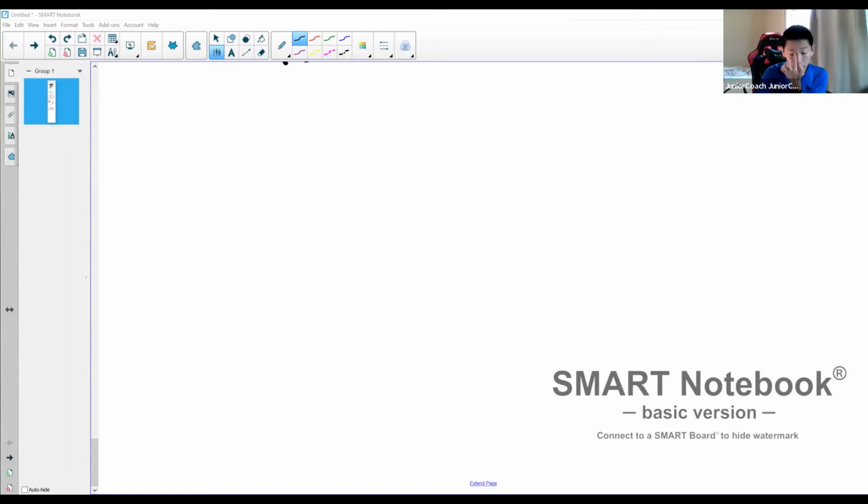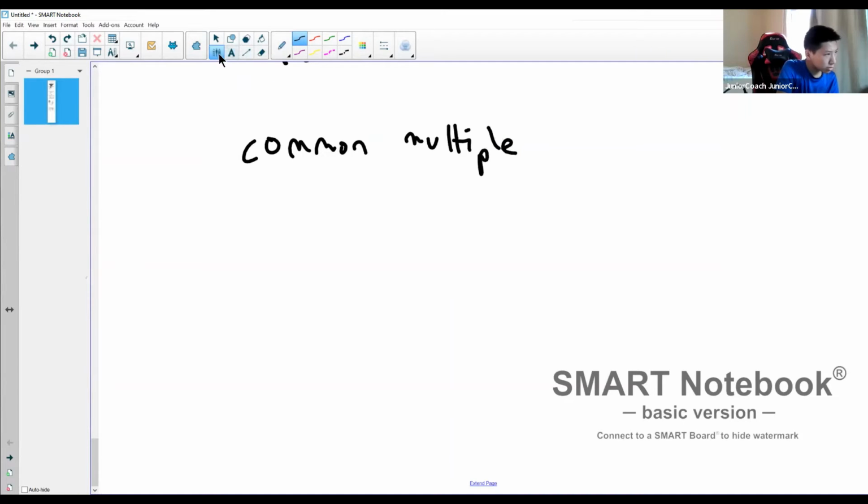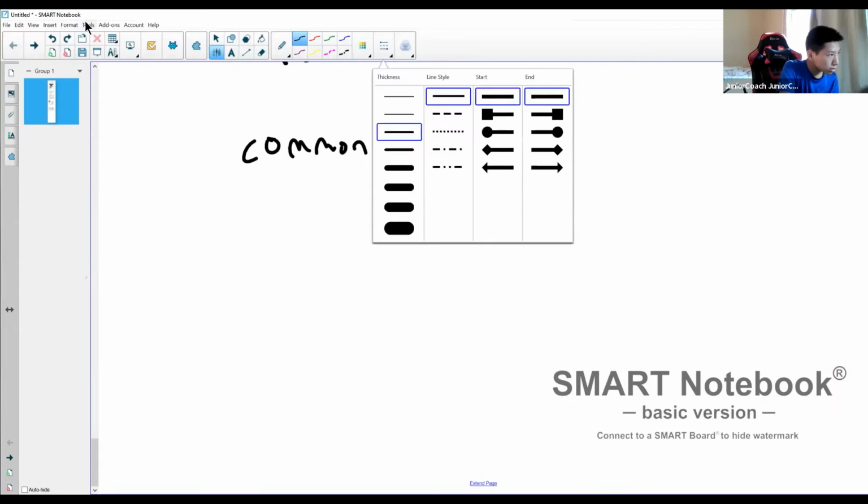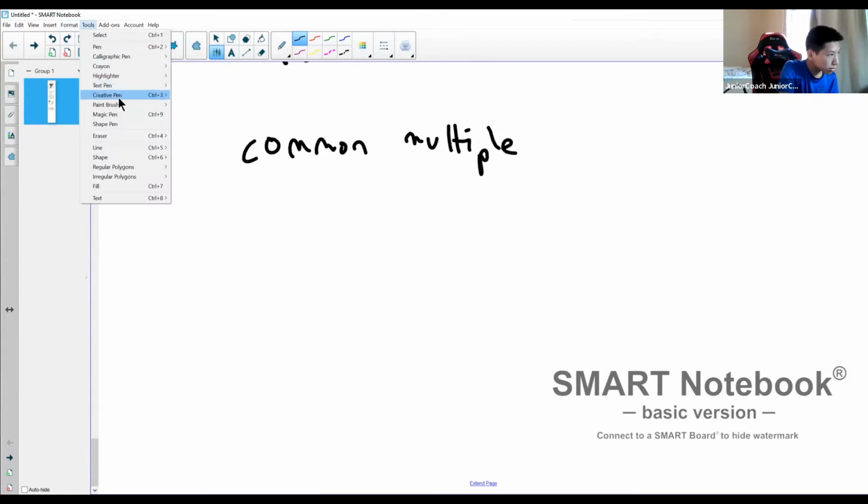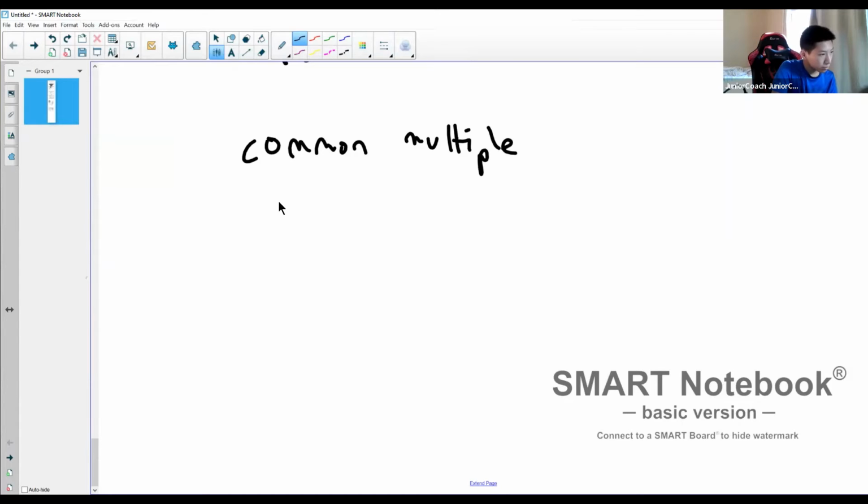All right, so I think we had a bit of, I just want to go over one quick thing. A common multiple. Actually, I want to try something. I think there's a tool here that lets me write. That's not it. Let's try this. This is not working.